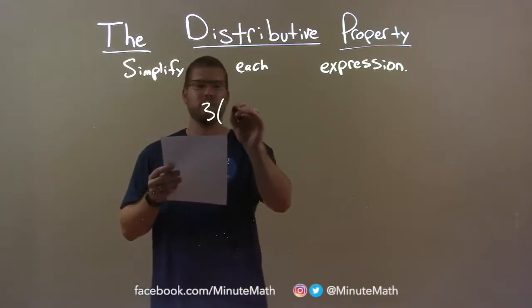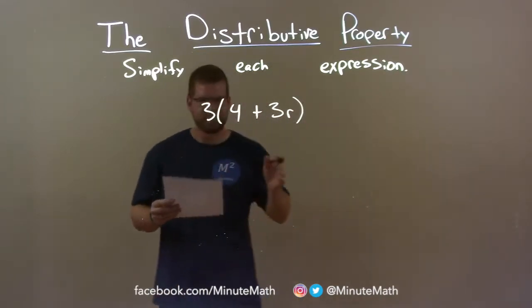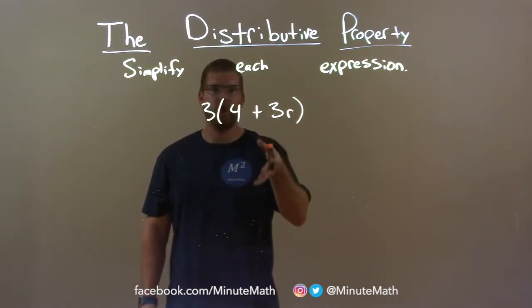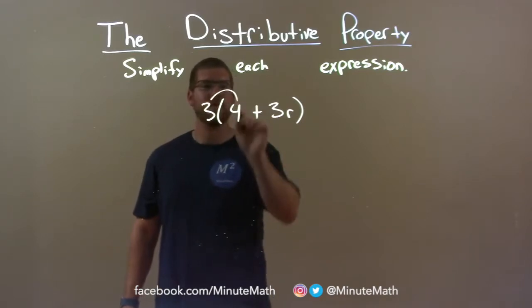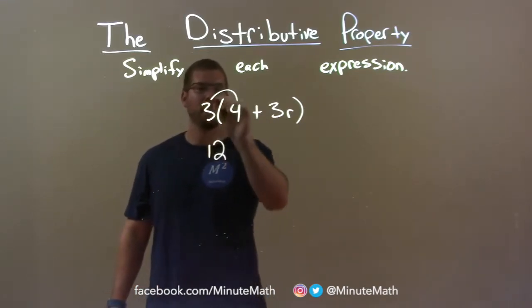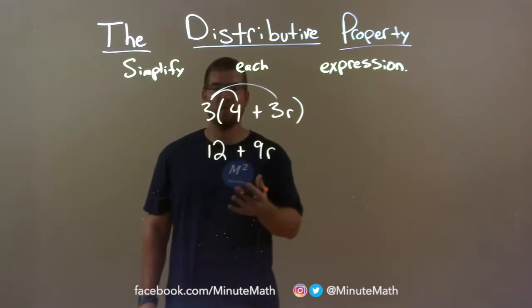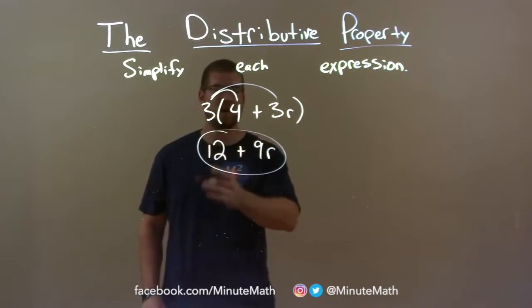3 times (4 plus 3r). Okay? First step, inside my parenthesis, can I simplify? No. Now, distribute the 3 across to both parts. 3 times 4 is 12, and 3 times 3r is a 9r. And now we're done. We can't combine anything, so my final answer here is just 12 plus 9r.